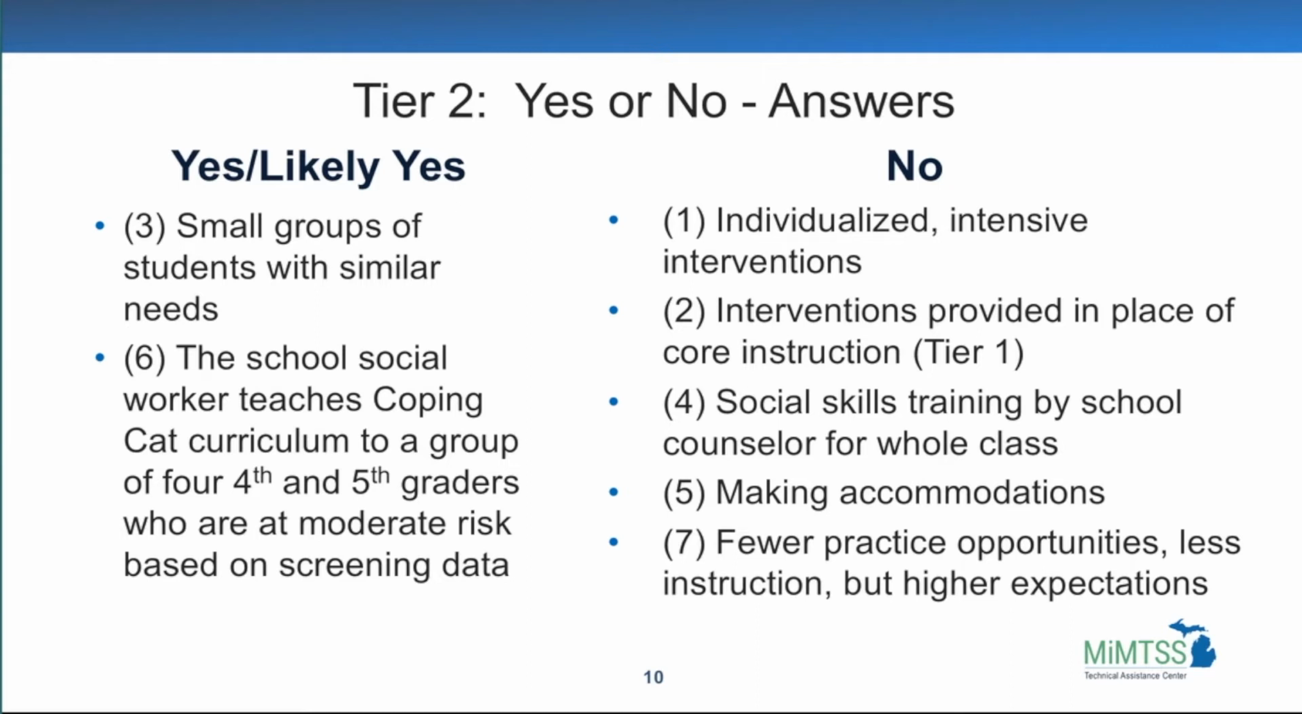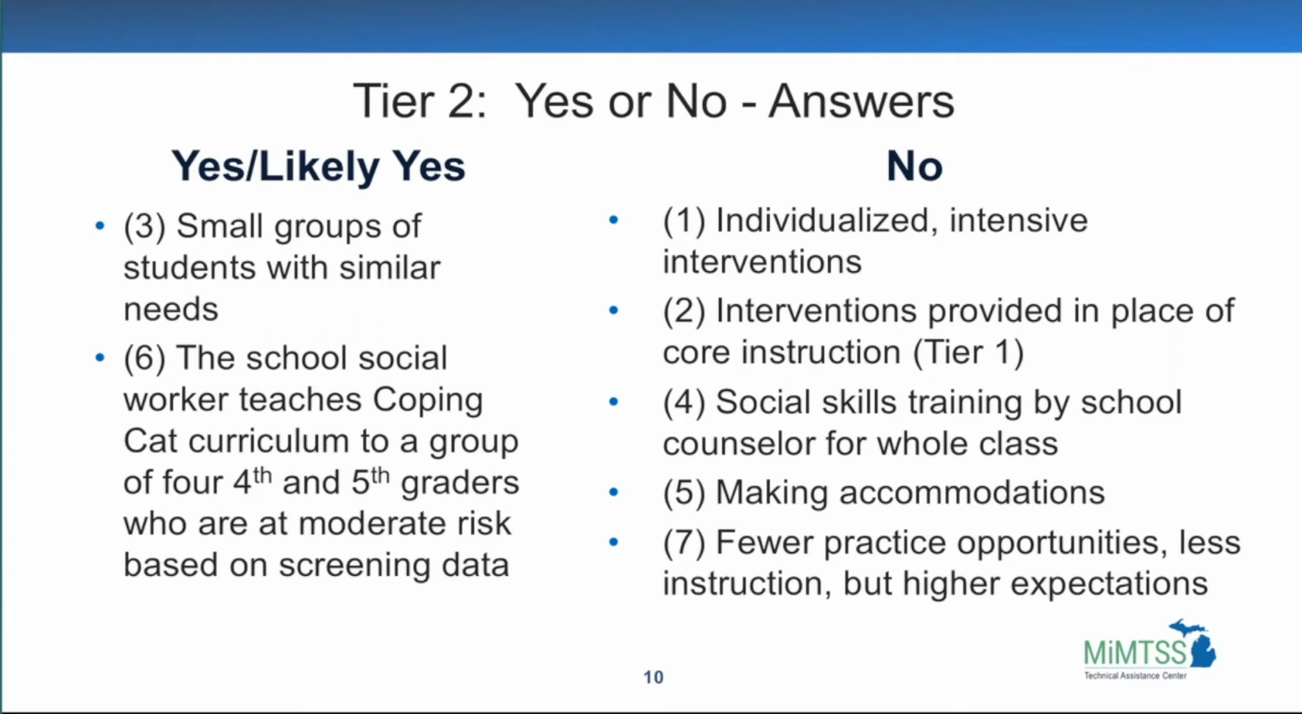Items 3 and 6 are most likely considered Tier 2 supports. They both contain the core features of Tier 2. On the right side, we see things that are most likely not Tier 2. Tier 2 is not individualized intensive interventions. That is Tier 3. Tier 2 serves targeted groups of students with similar needs.